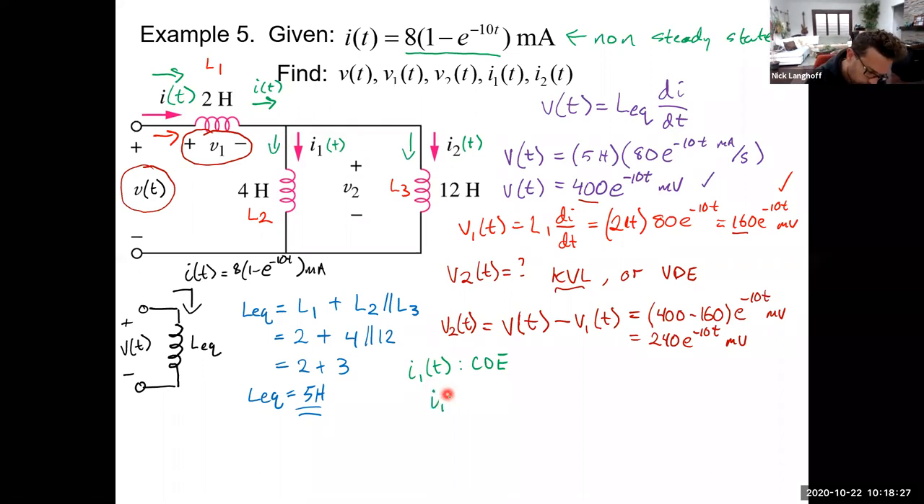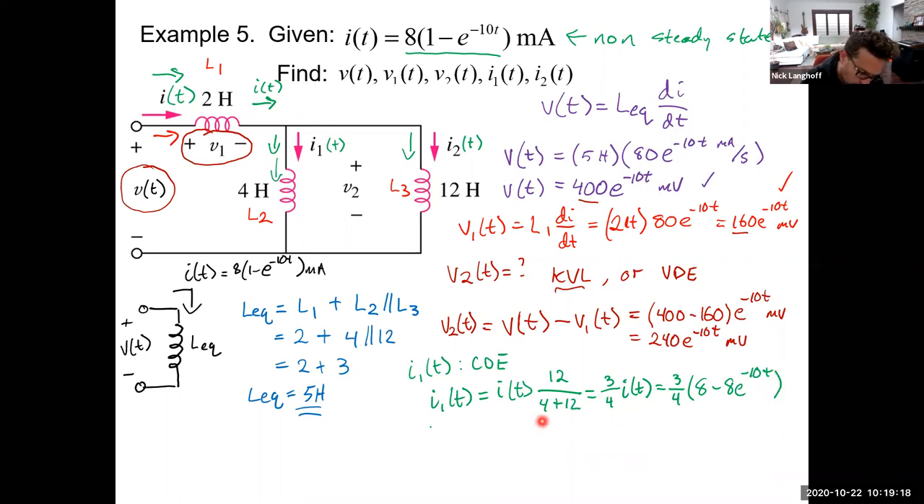I1 of t is just, it's going to be I of t times the path you're not interested in. This is I1 flowing down through here. The other path is this 12 Henry path. So 12 over 4 plus 12, which gives us 3/4 I of t, which would be then, let's go ahead and put that in. This would be 3/4 of 8 minus 8 e to the minus 10 t.